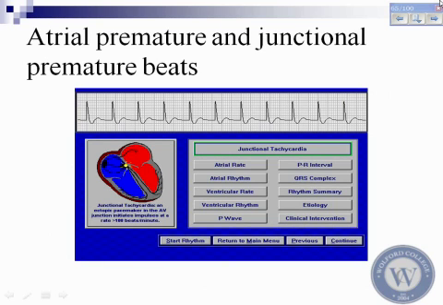If you have atrial premature and junctional premature beats, you lose the P wave. This is a high junctional escape, where you see the QRS interval is very tight. It's not very prolonged, so that tends to indicate junctional premature beats.